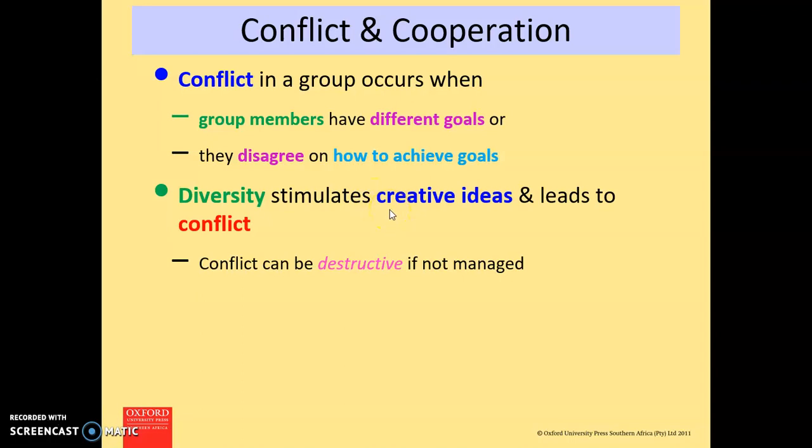Diversity amongst employees or among members has pros and cons. It could lead to creative ideas, and the cons or disadvantages of having members from diverse backgrounds or cultures could lead to conflicts, and conflicts are normally very disruptive to the groups, to the performance of the employees or organizations if not managed.